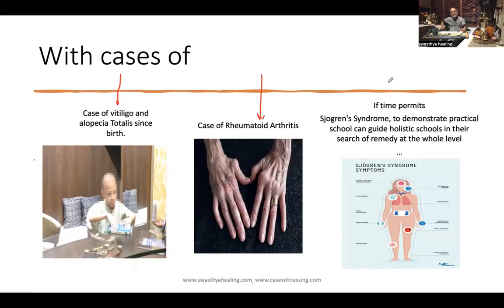And if time permits, we will do a case of Sjogren's syndrome, where the practical school and the holistic school both can teach each other and both can make each other complete. This is the best example which will give us that idea.